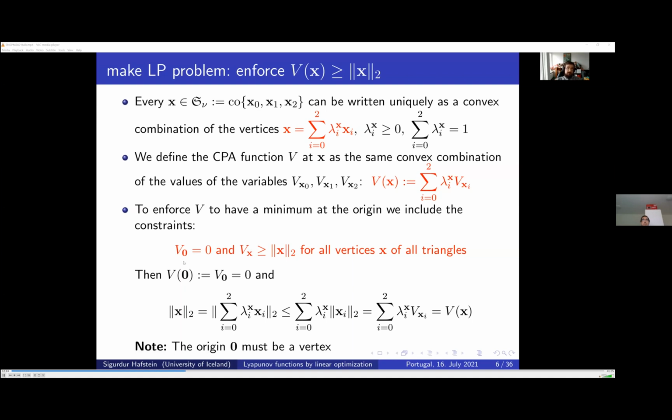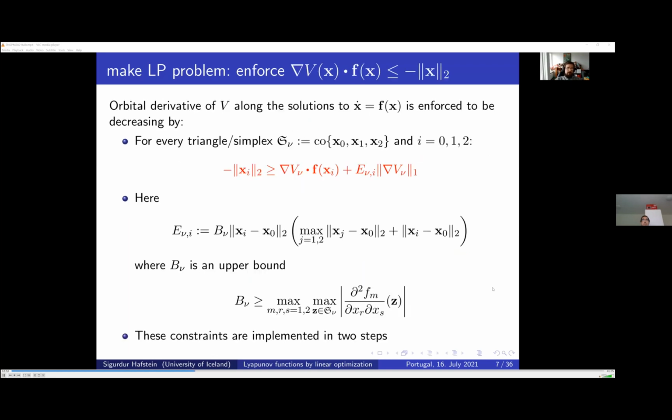And of course, then we also need the origin to be a vertex of a triangle. And if we do this, then v, which will be our interpolated function here, at 0 will of course be 0. And for any x, we can simply use that the norm is a convex function. So we have this inequality here. So v of x will always be larger than or equal to the Euclidean norm of x. So this is the easy part.